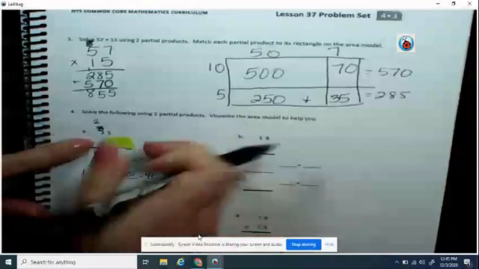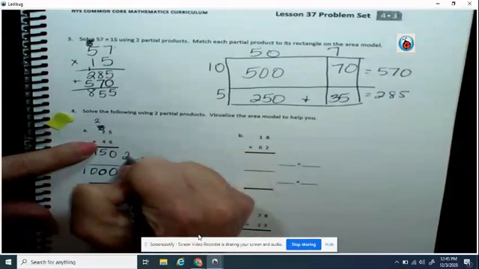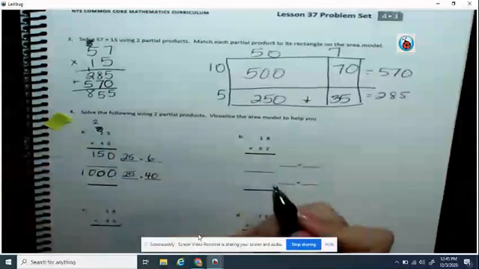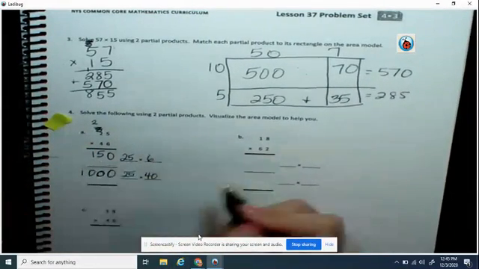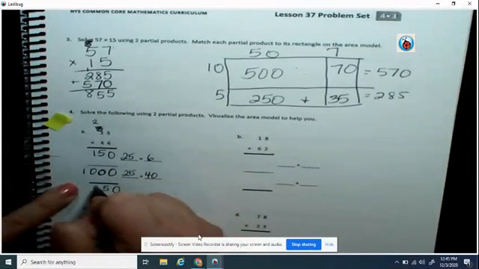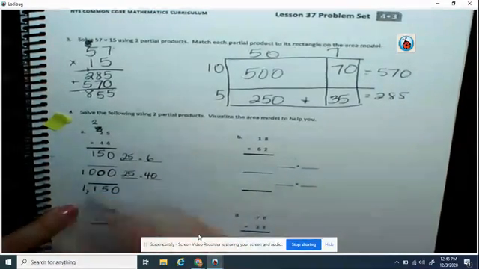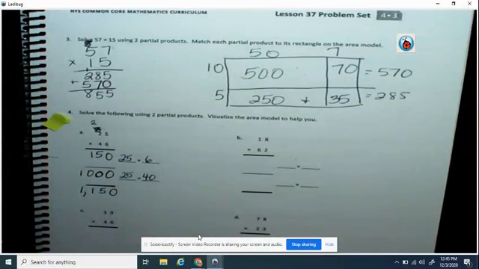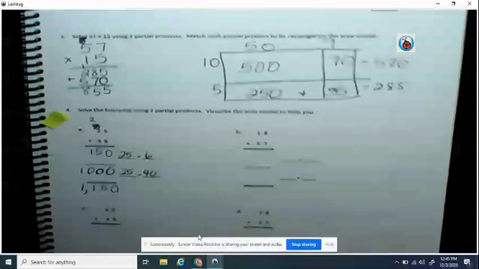And what we did here is 25 times 6, which is 150. When we add those up, we get 1,150. All right, let's do another one.